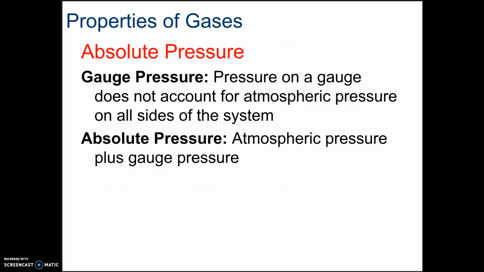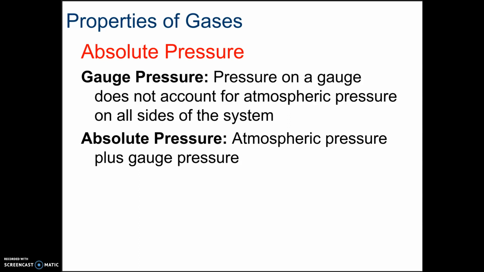So a few things here, some properties of gases. Absolute pressure. So there's such a thing as gauge pressure and absolute pressure. Gauge pressure is the pressure on the gauge of your system and does not account for the atmospheric pressure on all sides of the system. The absolute pressure is the atmospheric pressure plus the gauge pressure. So absolute, again, is atmospheric plus the gauge pressure.